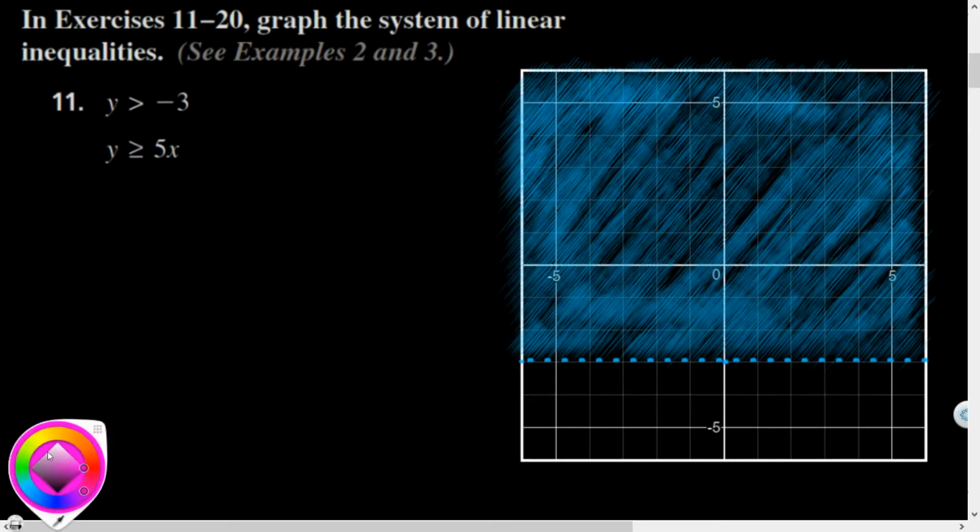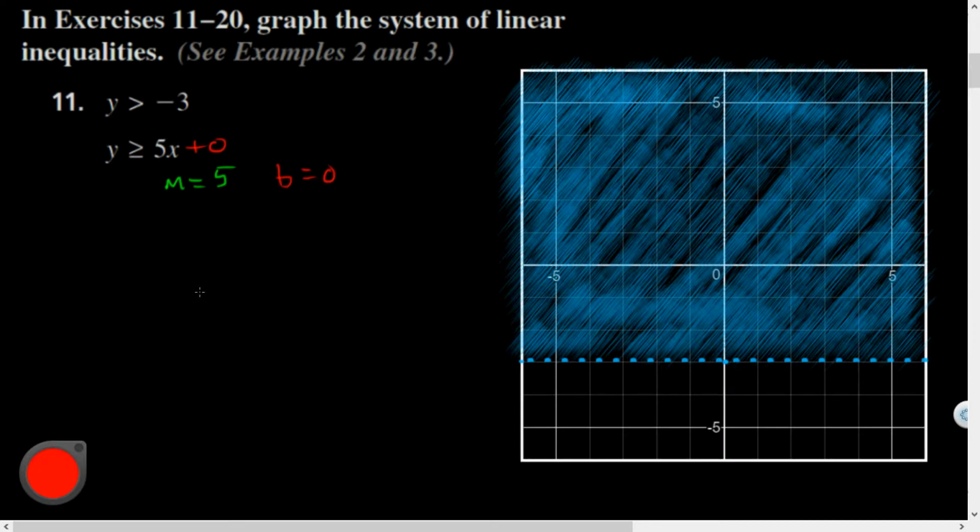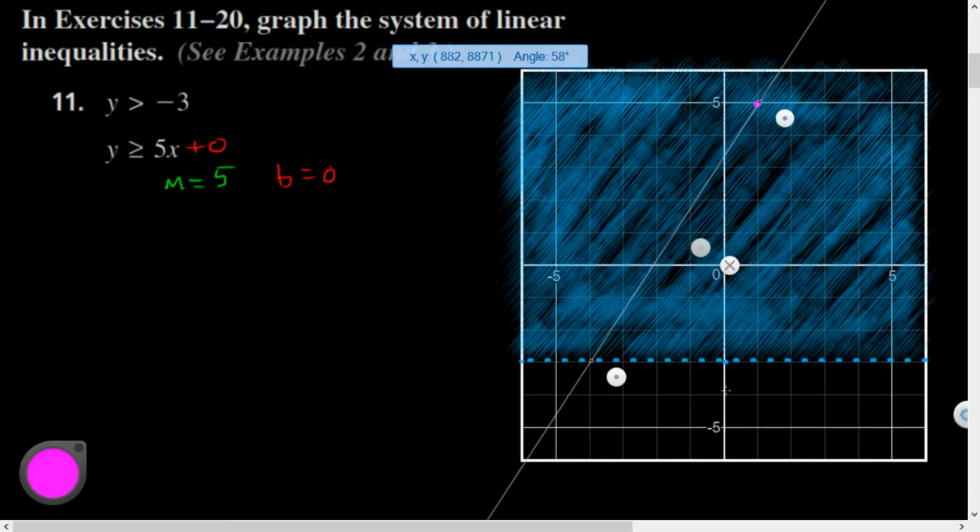So for this one, actually, let me ask you this. Is this a horizontal line? No, this one's got a slope. What is the slope? Yeah, 5. What's the y-intercept? 0. Yeah, there's like a +0 there. There's nothing. So to plot that, I'm going to have y-intercept of 0, slope of 5. So I'm going to go up 5 over 1. Solid or dashed? Why is it solid? Because it has the equal part, right?